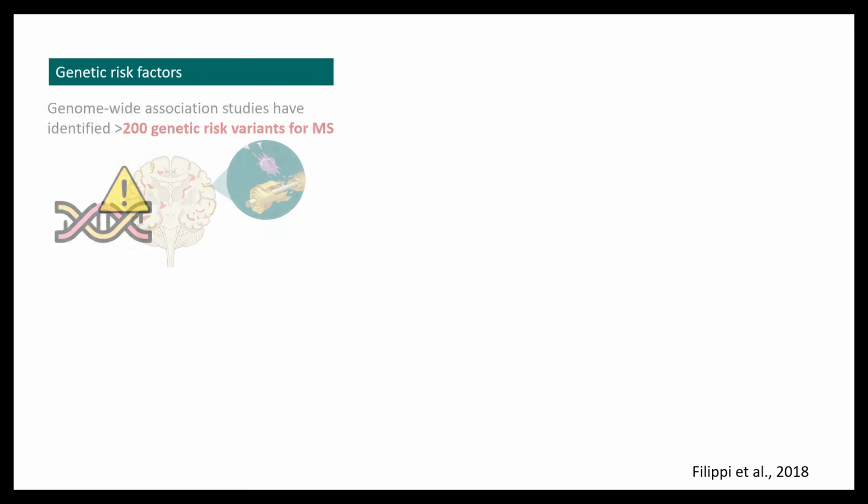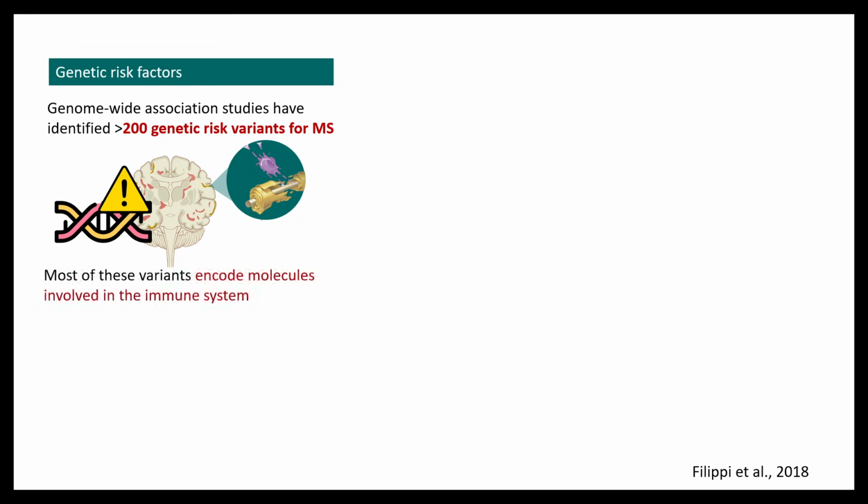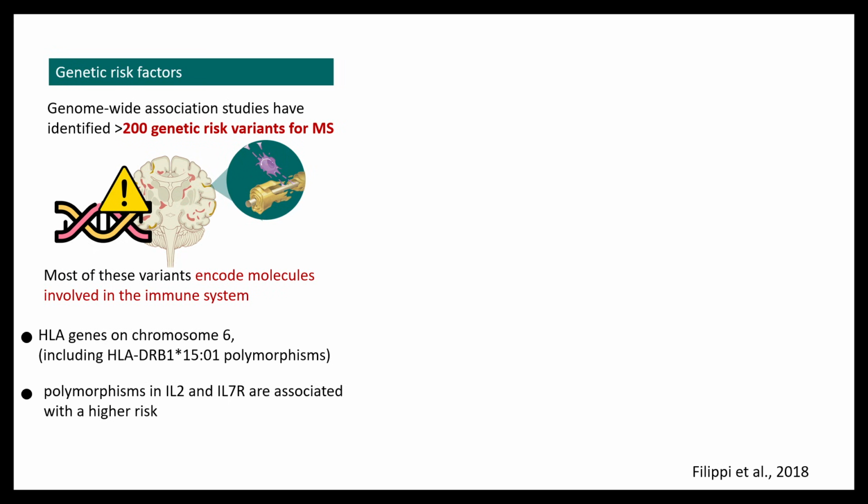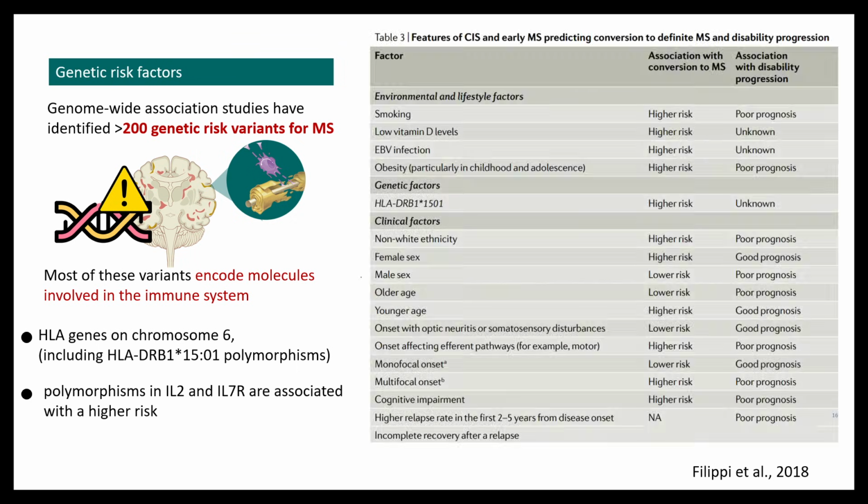So here come the genetic factors. More than 200 risk gene variants associated with multiple sclerosis have been identified. Most of these variants encode molecules which are involved in the immune system or modulation of the immune system. This includes HLA genes present on chromosome 6, especially HLA-DRB1, and this polymorphism is associated with multiple sclerosis. Also, polymorphisms associated with IL-2 and IL-7 receptors are associated with multiple sclerosis.